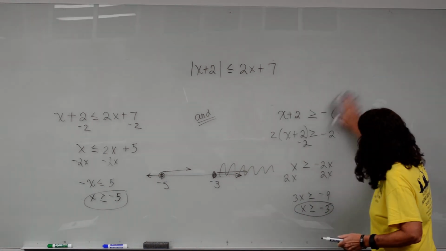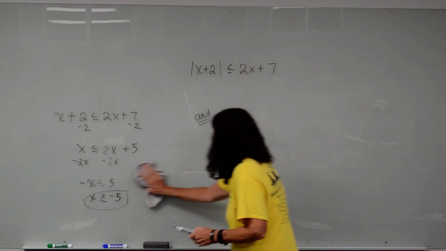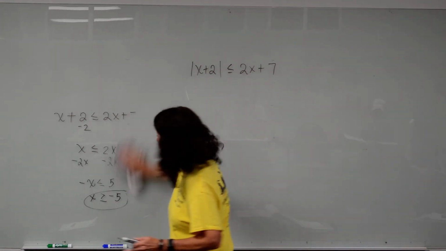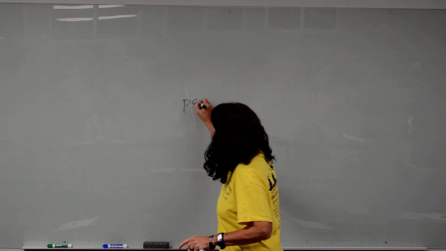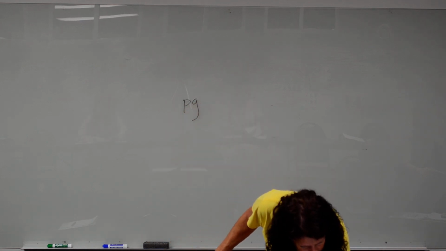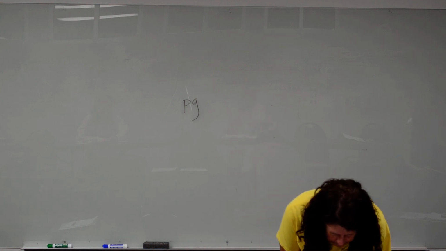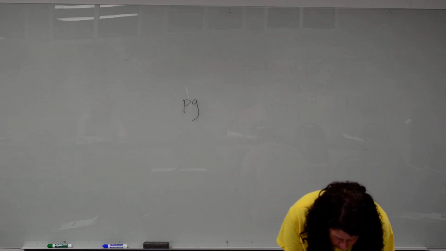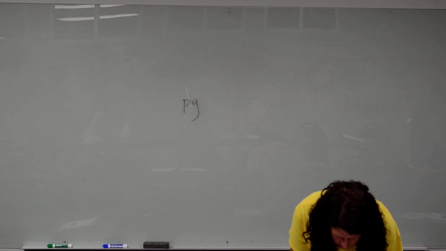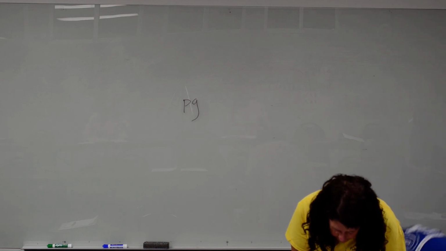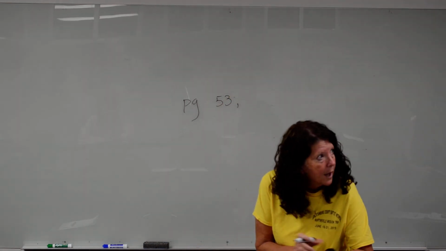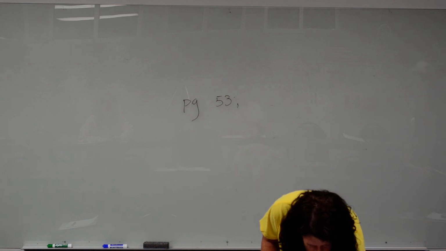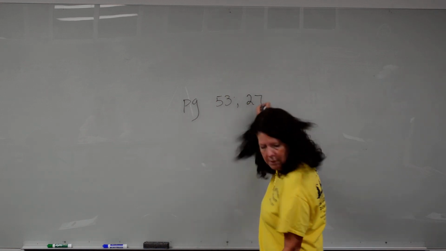Yep, good question. All right, I'm going to put your homework up here, and hopefully it'll end up being more classwork than homework. Now some of these have absolute values. Actually, most of them have absolute values. It's 53. We've got 30 minutes. I'm going to have you do 27 through 44.